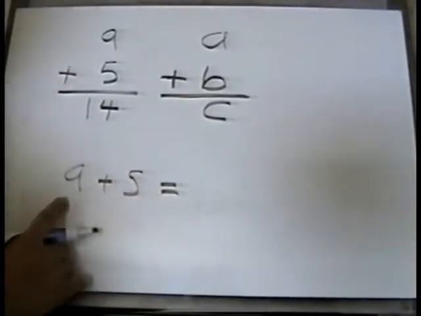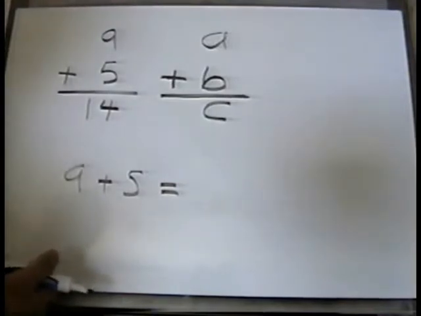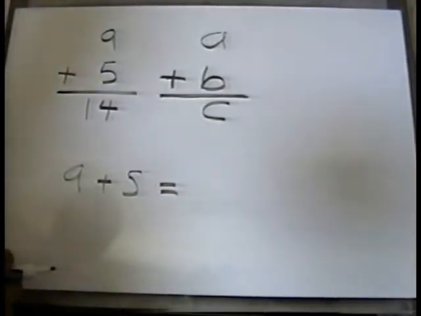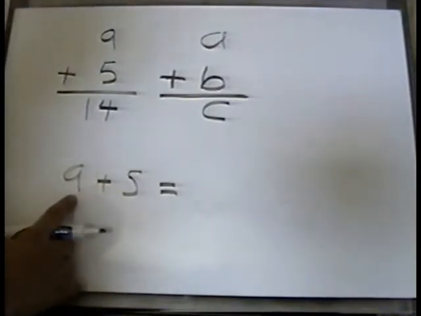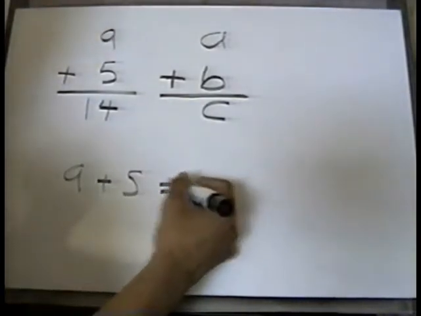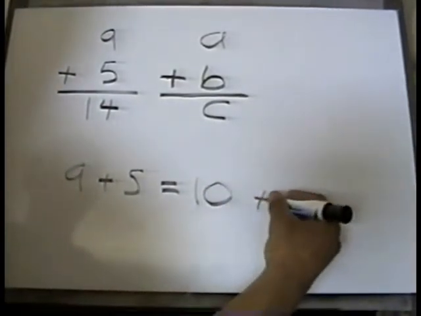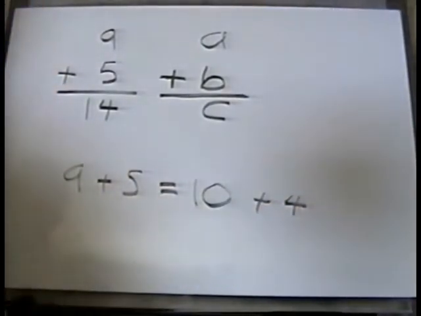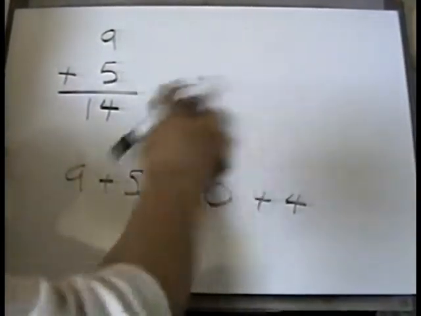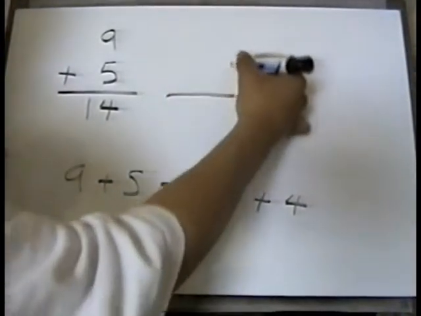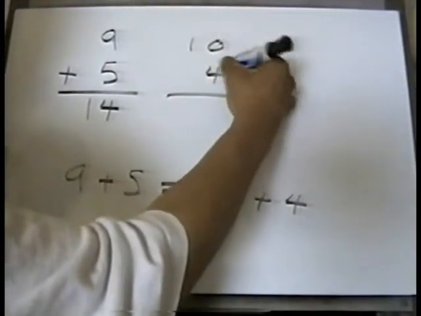Now anytime you're adding 9 to a number, for example 9 plus 5, sometimes it's easier to add whole numbers in your head than odd numbers. I mean, it's easier to add even numbers in your head than odd numbers. So you can take 1 away from 5 and give it to 9, and you say 10 plus 4. Okay? And that makes it a little bit easier.